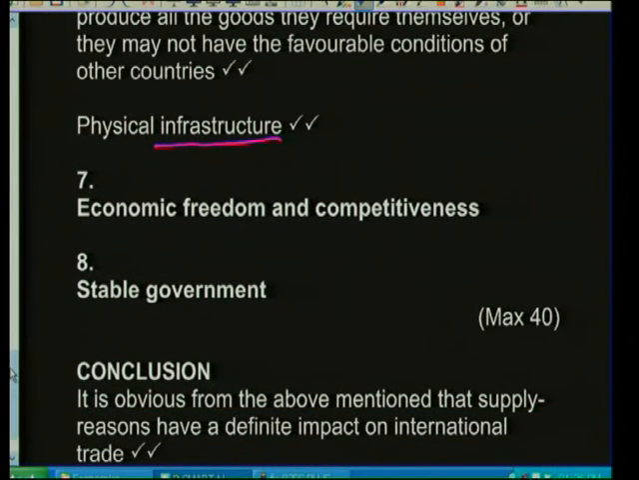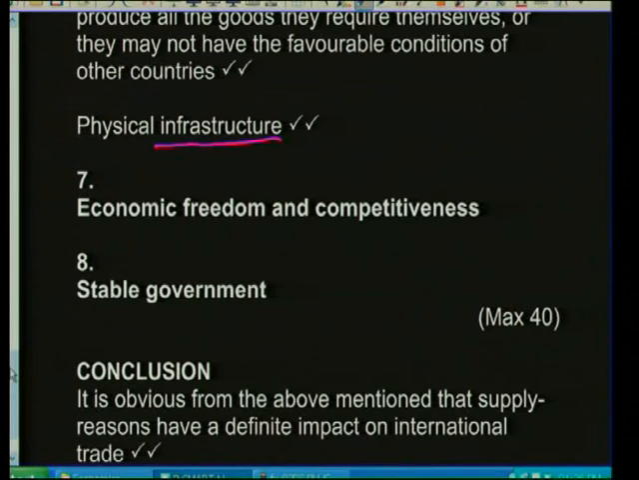Number 7, economic freedom and competitiveness. If you can produce a product at a lower price, that means that you become more competitive. If you do not have the resources and the skills, you will be less competitive. Economic freedom means you have the choice to actually make certain decisions because you have the finances to back you.